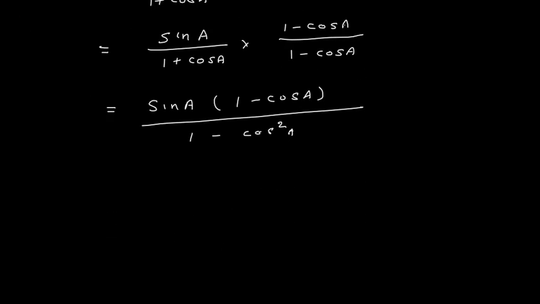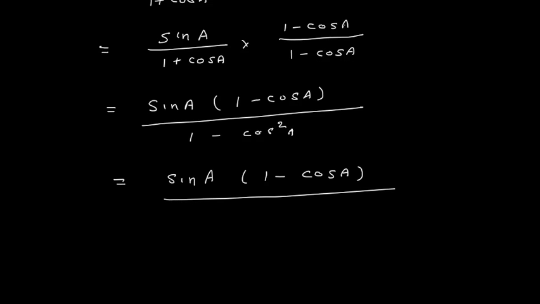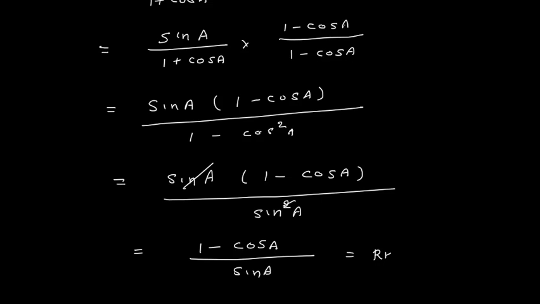Now 1 minus cos square A you can write as sin square A. So this is sin A into 1 minus cos A, and this denominator 1 minus cos square A is sin square A. So this sin A and this will cancel, and you get 1 minus cos A whole divided by sin A, and this is what we wanted to prove. This is our right hand side. Done.